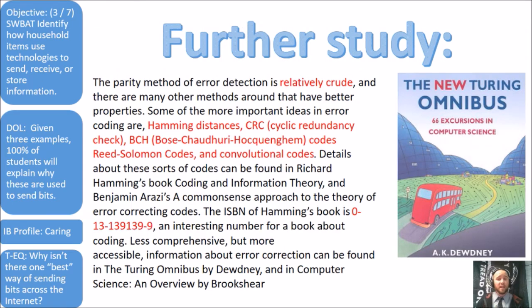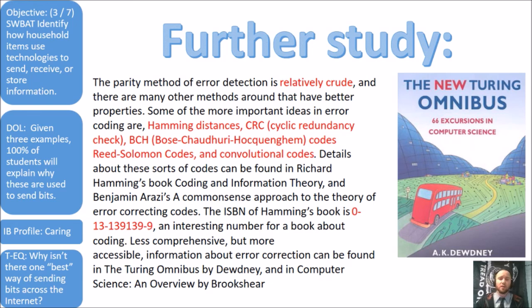So that's it for class today. If you want to further study this concept of checksums and how bits are being used even in your everyday household items, I recommend this book, The New Turing Omnibus. The parity method of error detection is relatively crude, and there are many other methods around that have better properties. Some of the more important ideas in error coding are Hamming distances, cyclic redundancy check, BCH codes, Reed-Solomon codes, and convolutional codes.